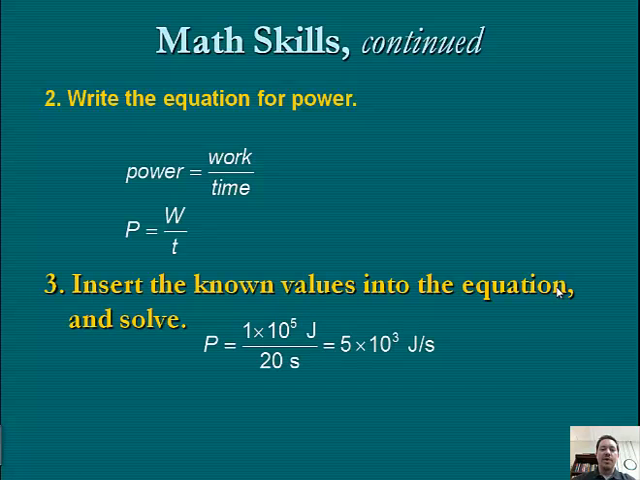I'm going to insert what we have. We've got work is 1 times 10 to the 5th joules. This takes place over 20 seconds, so we end up with 5 times 10 to the 3rd joules per second, or 5,000 joules per second. And joules per second changes to watts. And then if we wanted to get rid of this times 10, we could divide watts by 1,000 to give us kilowatts. So we have 5 kilowatts in our example.